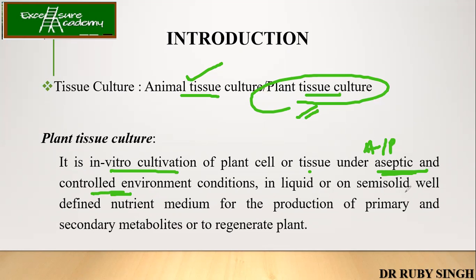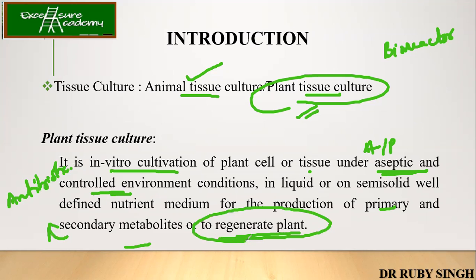Now, in liquid or in a semi-solid well-defined nutrient media, for the production of primary and secondary metabolites or to regenerate the plant. From here you will also study bioreactors, like how we talked about bioreactors in animals for the mass production of certain metabolites or growth factors. In the same way, a plant bioreactor is also there, mainly for the production of primary and secondary metabolites. These secondary metabolites mainly act as antibiotics. Or sometimes you need to regenerate the whole plant itself. Depending on the requirement of the researcher, you can have the production of primary and secondary metabolites, or the entire whole plant regeneration.